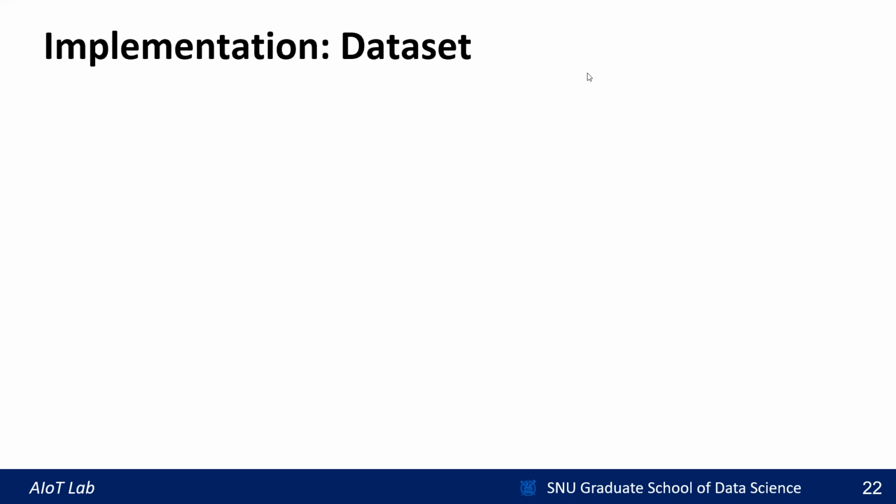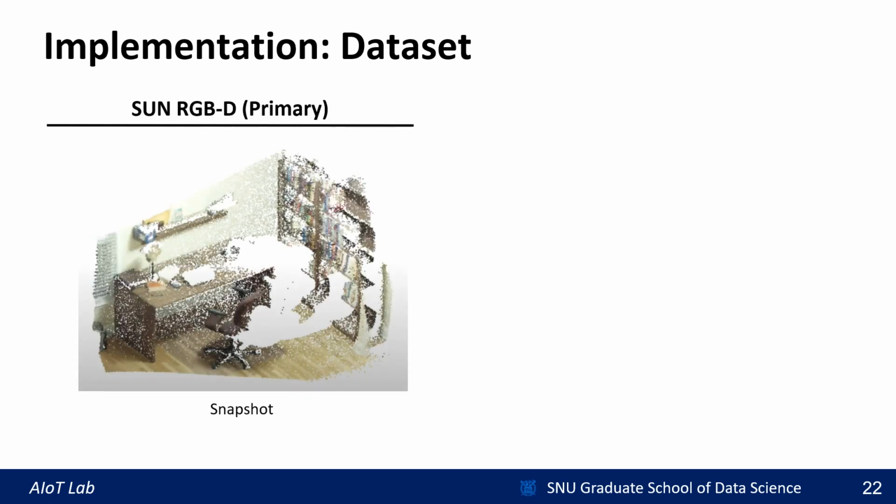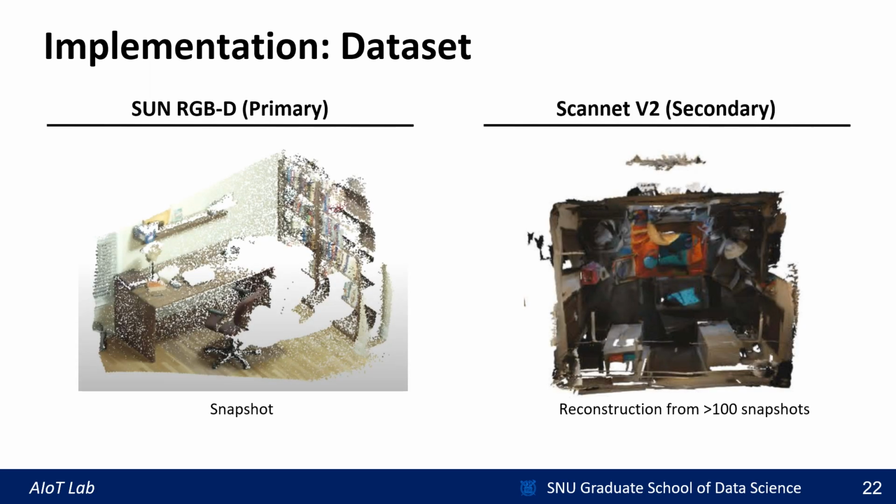Now I will introduce our implementation details. We used Sun RGBD as our primary dataset and ScanNet v2 as secondary dataset. Sun RGBD consists of RGBD snapshot images. In contrast, each scene in ScanNet is reconstructed from hundreds of RGBD images. This is why we use Sun RGBD as primary dataset, which is more suitable for our target scenario.